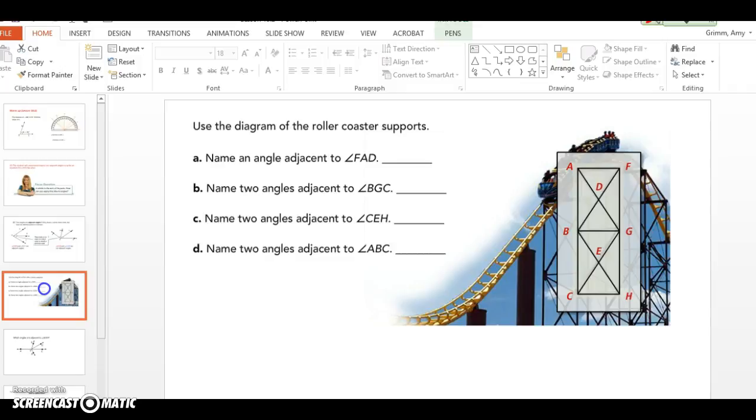Okay. So this would be an example, because if you've noticed, it's made out of wood, right? It's got all the crisscrosses everywhere. Those are all angles, and they're done that way for a reason. Okay, so that's what this is talking about.